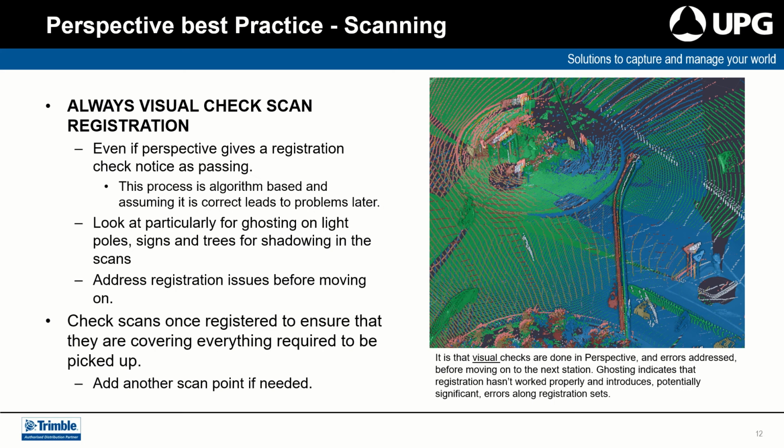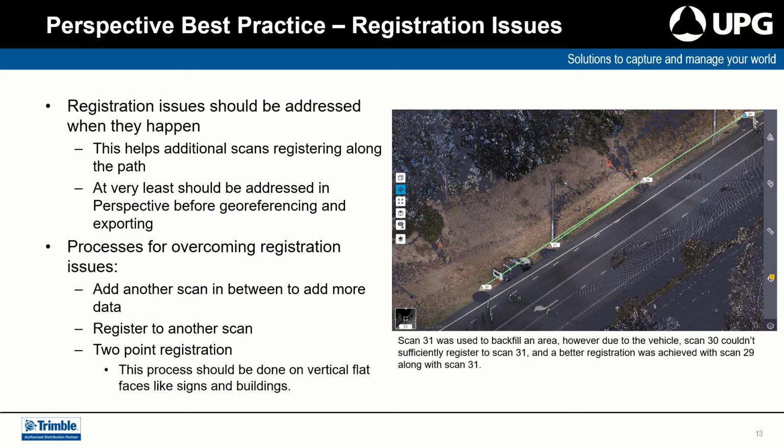Before doing a final registration of the data in Perspective and an output, it is recommended to just check through all the data one final time before processing it to make sure that it all matches up correctly, and address any errors. Registration issues should be addressed as they happen, as mentioned previously. This helps additional scans registering along the project and may mean that you don't need to do so much work in registering the scans as you go through a particular project.